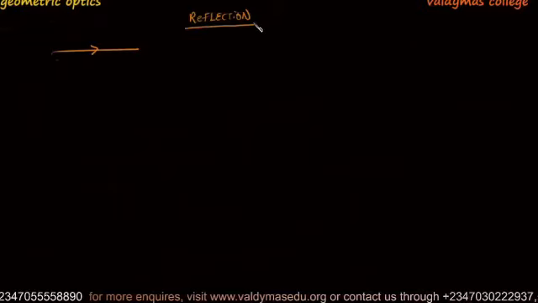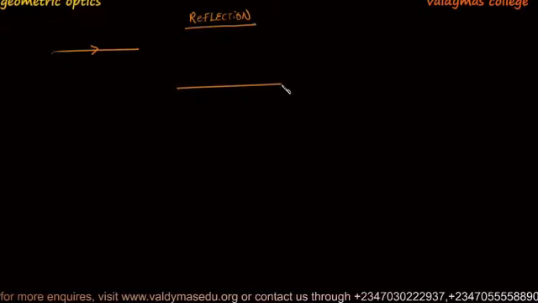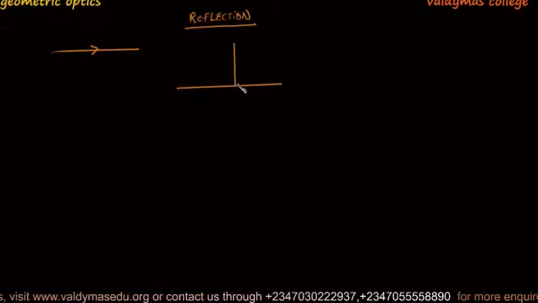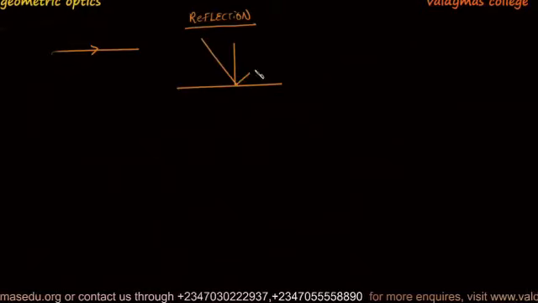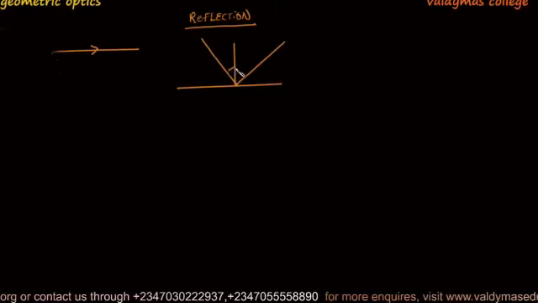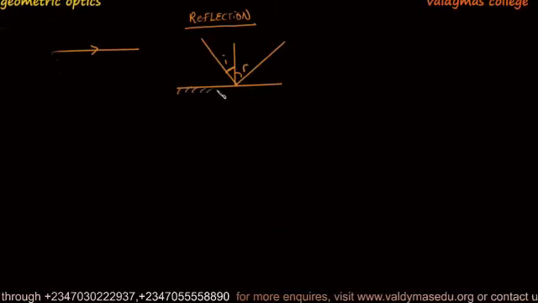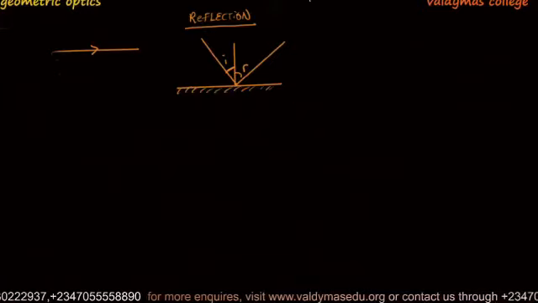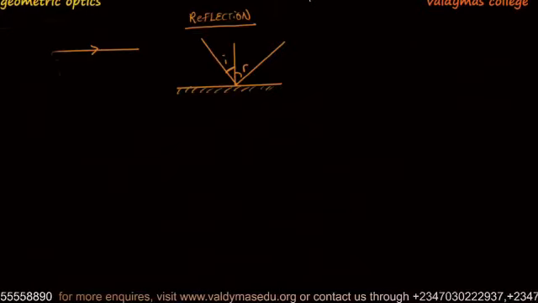Reflection actually occurs when you have light traveling and is incident on a plane mirror, or let me say a smooth surface, and this is called I, this is called R. Now because there is a barrier, light is bound to travel backward, to travel back into the same medium.